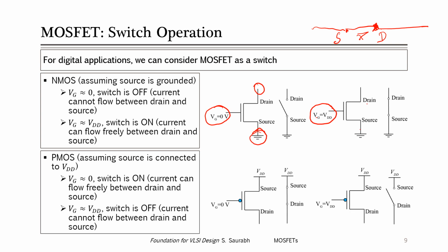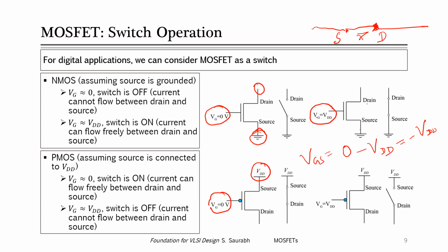Similarly, in a PMOS, let us assume that the source is connected to VDD, and we apply the voltage of 0 to the gate terminal. So what is the voltage VGS in this case? VGS is equal to 0 minus VDD. The gate is at 0 potential and the source is at VDD, so it is minus VDD. So it is more negative than the threshold voltage of a PMOS.